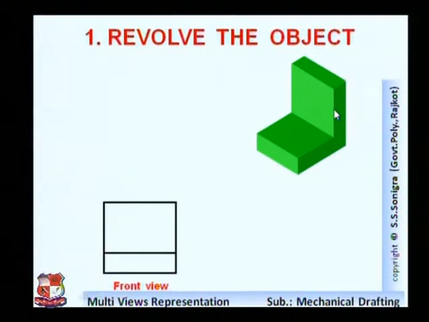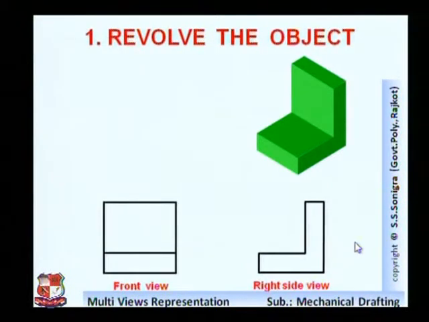Now revolve the same object to draw its side view. This is the same object. Revolve it like this. So this shows its side view, a right hand side view, or you can write it as a right side view, a reverse L shape.